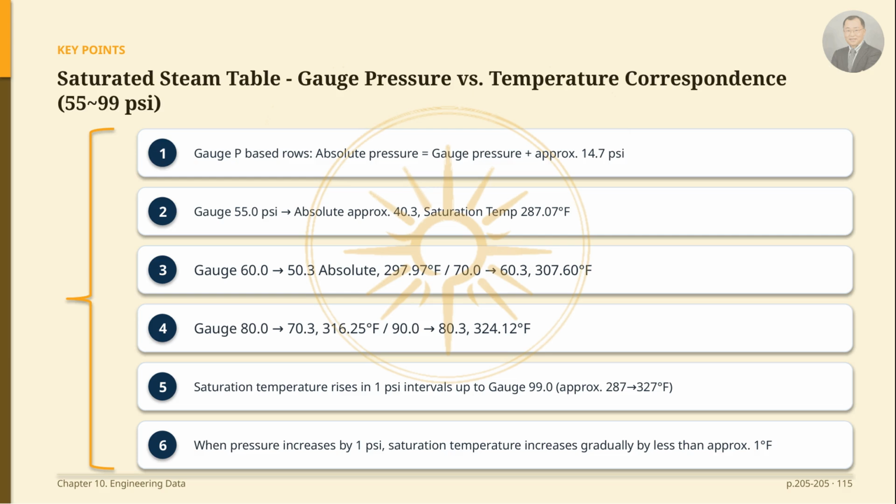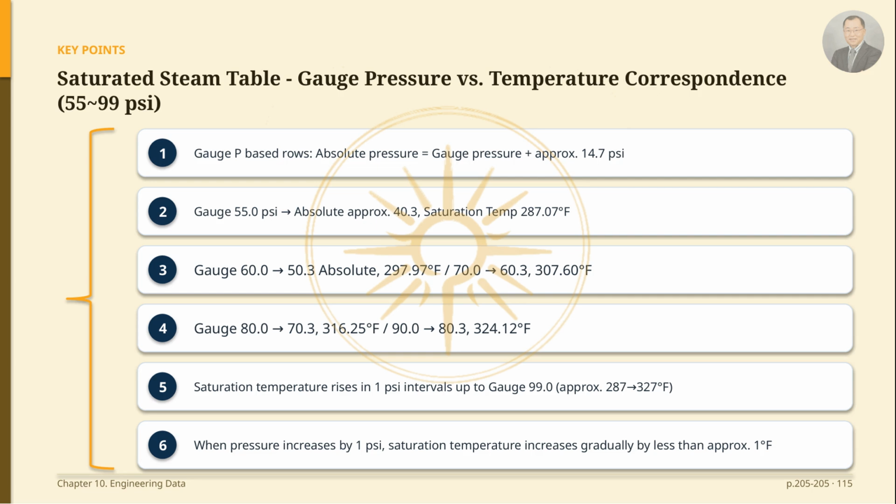This section demonstrates the relationship between gauge pressure and saturation temperature. The left side of the table shows the gauge pressure, and the absolute pressure is the value obtained by adding approximately 14.7 psi to this. For example, at a gauge pressure of 55.0 psi, the saturation temperature is 287.07 degrees Fahrenheit. At 60.0, it is 297.97 degrees Fahrenheit. At 70.0, it is 307.60 degrees Fahrenheit.